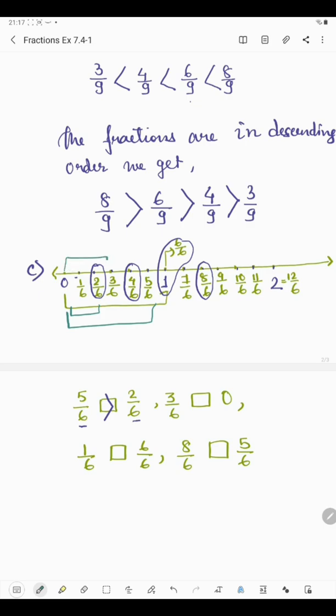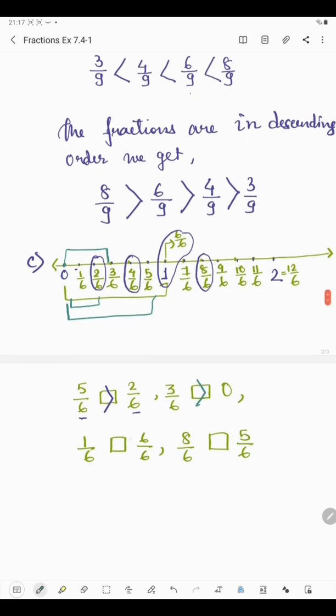Here is 3 by 6 up to this and 0 means here. So obviously 3 by 6 is greater than 0. Okay. Now next is 1 by 6 and 6 by 6. So 6 is greater than 1. Right, and 1 is smaller than 6. As the denominator is the same, we just compare the numerator. So here 1 is smaller than 6, so 1 by 6 is smaller than 6 by 6.